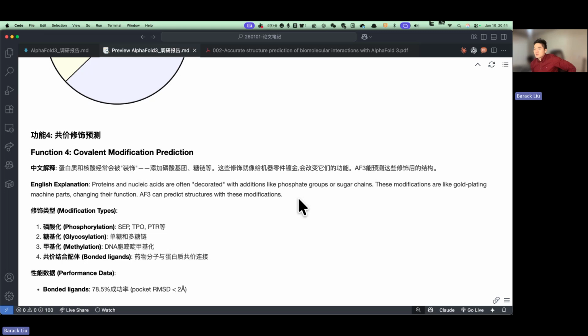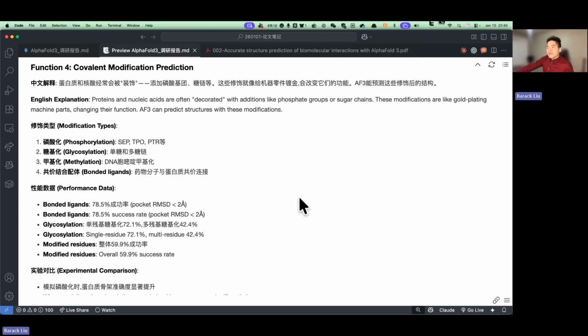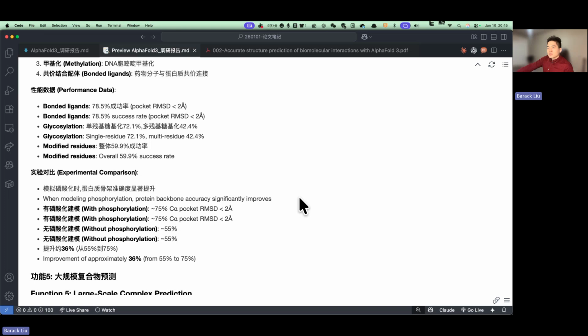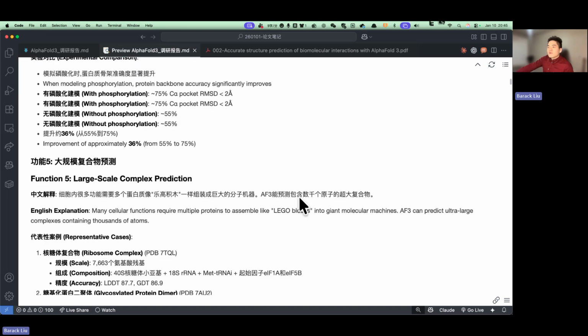Modification types: phosphorylations, glycosylations, methylations, bonded ligands. Performance data. Wow, that's insane.